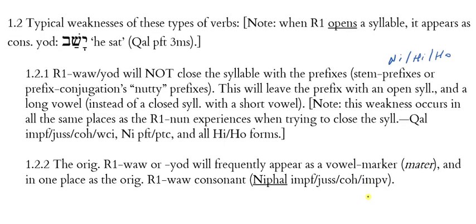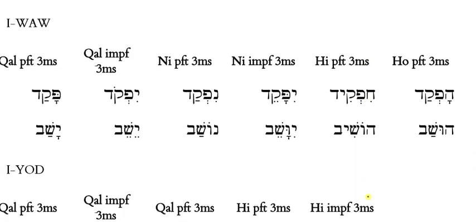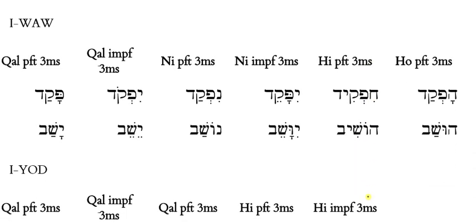So let's take a look at this chart that exemplifies the weaknesses that we're talking about here. So I'm going to start with the one-vav verbs, the verbs that are originally one vav. And we'll see here in the Cal perfect, I've given you, in my first column, the strong verbs so that you can see how the one-vav verbs differ from those. It's a slight difference, but still, it's essential to know it.